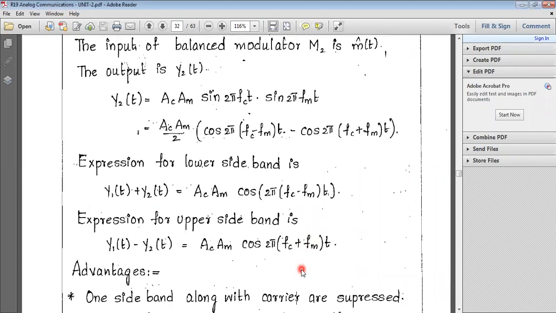Now coming to when we perform subtraction. If we perform subtraction, we get AC AM into cos 2 pi into (Fc plus Fm). It represents the upper side band. From these two expressions, we can observe that one sideband is eliminated. That is, at the output we generate an SSB modulated wave.